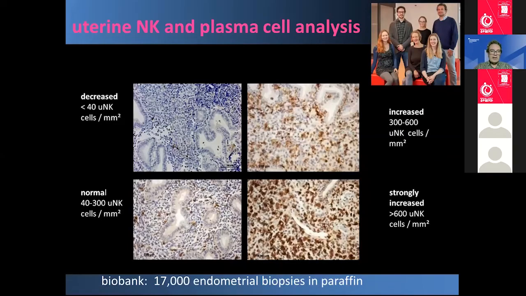So this is how it looks like. Endometrium with a very low number of NK cells. Here the blue nuclei are stroma cells. And you see here an example of strongly increased uterine NK cells. The brown staining shows the NK cells. And you see just by eye, without counting, a huge difference between the different groups here. And our estimation is that between 40 and 300 uterine NK cells per square millimeter of the sample is the normal value.